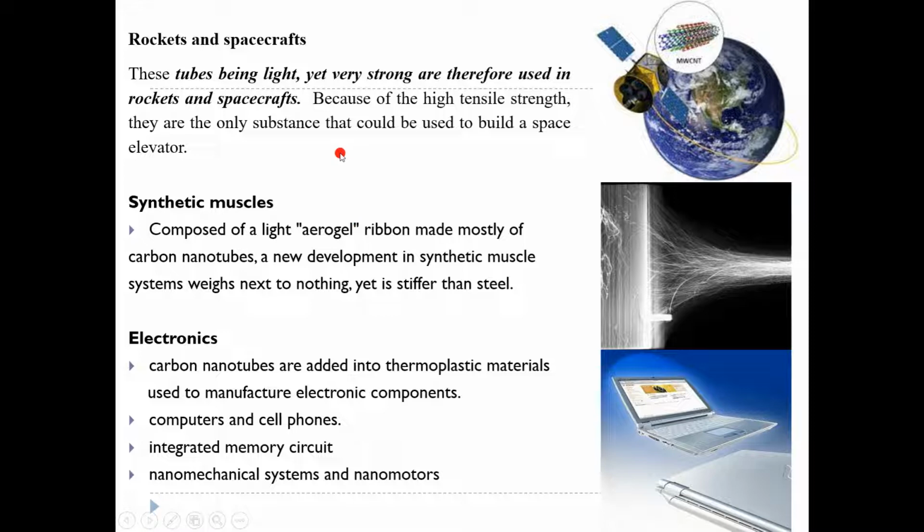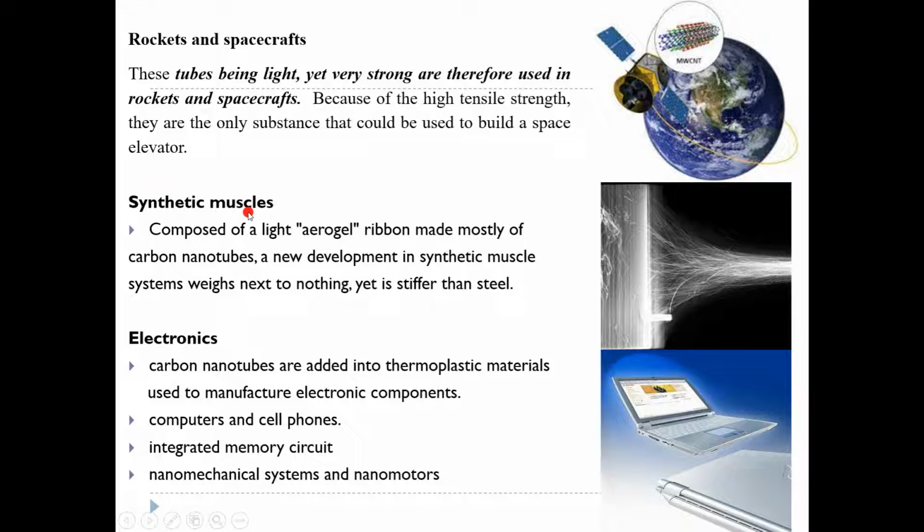Rockets and spacecrafts, as I told you, the major issue of the rockets and spacecraft is the weight and the strength. The CNTs are lighter in weight, but they have a very good tensile strength. So they are very strong, and that is why they are ideal material for spacecrafts and rockets. You can build a space elevator using CNTs as well.